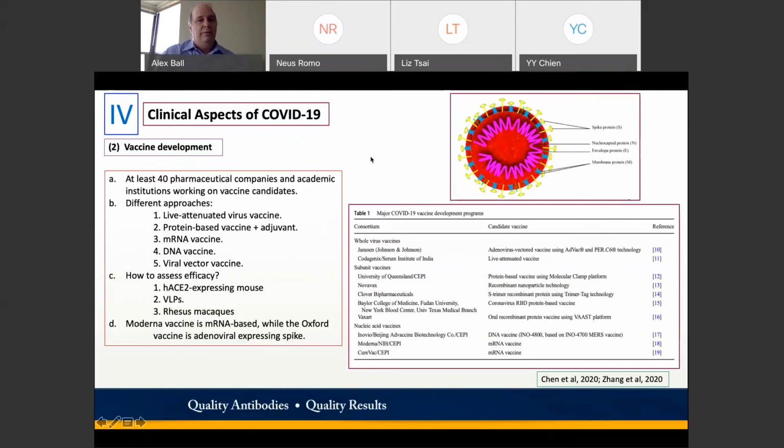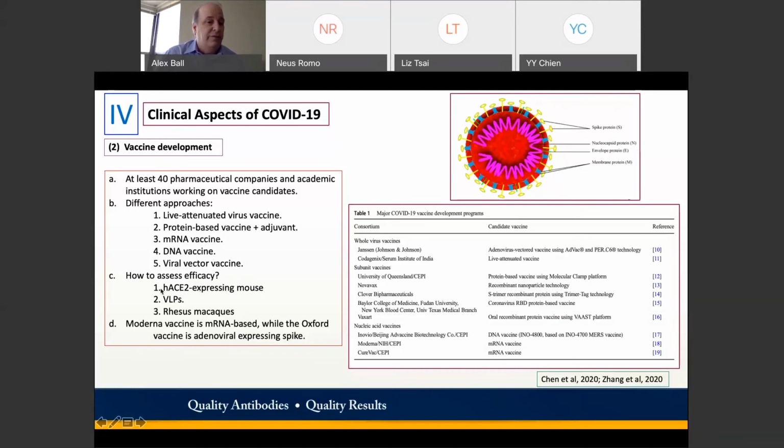If we look at the vaccine development that's underway now, this number is probably low, but at one time there were at least 40 pharmaceutical companies and academic institutions working on vaccine candidates. And as we know, there are different approaches. There's at least 5 different approaches for developing vaccines: a live attenuated virus vaccine, a protein-based vaccine using viral protein injected combined with an adjuvant, a popular approach is an mRNA vaccine and a DNA vaccine, and then also a viral vector vaccine. How to assess the efficacy?